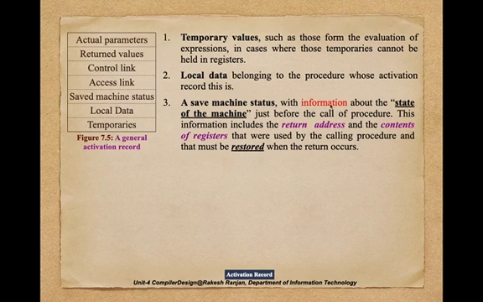The saved machine status holds information about the state of the machine just before the call of the procedure. This information includes the return address and the contents of registers that were used by the calling procedure and must be restored when the return occurs.